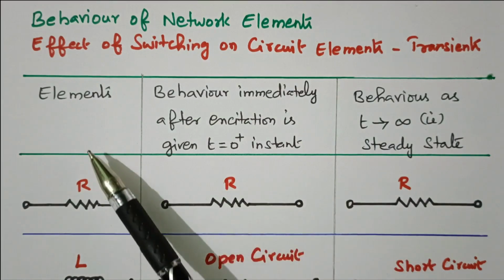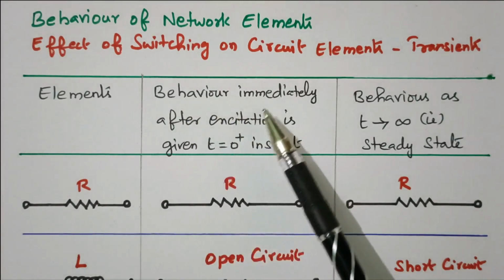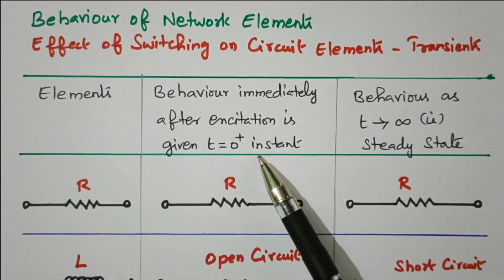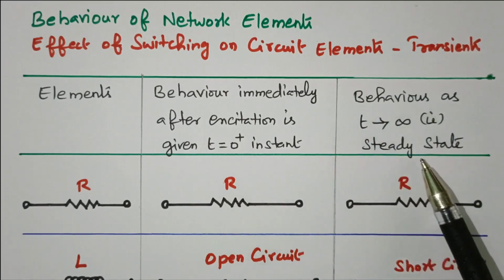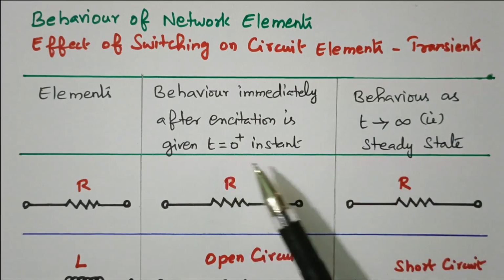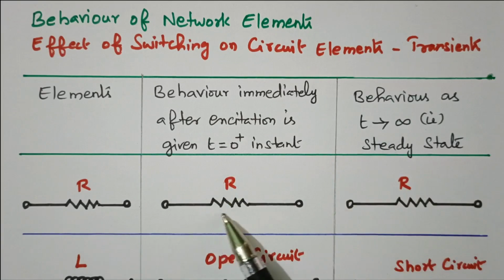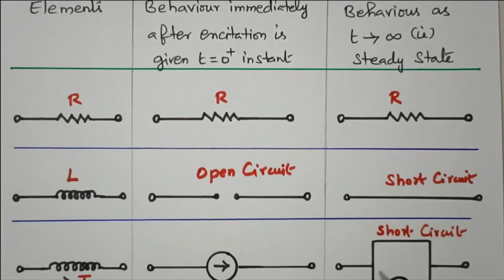Resistor, capacitor and inductor. Now we'll go to the topic. First element we'll consider is the resistance. There are two cases we'll see. Behavior immediately after the excitation is given, T equal to 0 plus instant, after closing the switch. And behavior as T tends to infinite, that is steady state. In case of a resistor, there is no change. Before switching, after switching, or after steady state, it behaves the same. There is no change in current or voltage in case of the resistance.